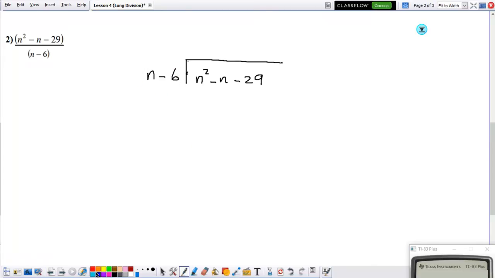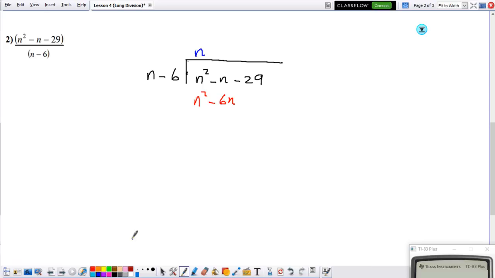Now that you have your setup, you're just going to look at the first term on the outside and the first term on the inside and think, well, n, what do I need to multiply it by to obtain n squared? Well, in this case, it's n, because n times n gives you the first term on the inside, which is n squared. So now that you found the first piece of your answer, we're going to multiply everything. n times n gives you n squared. -6 times n gives me -6n.